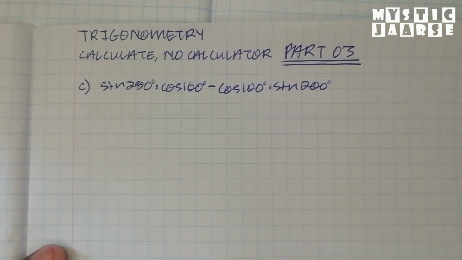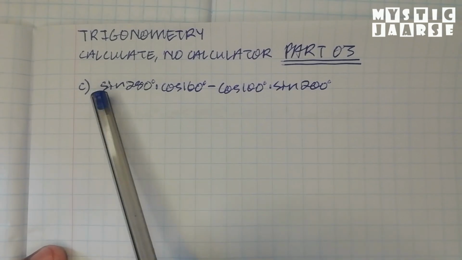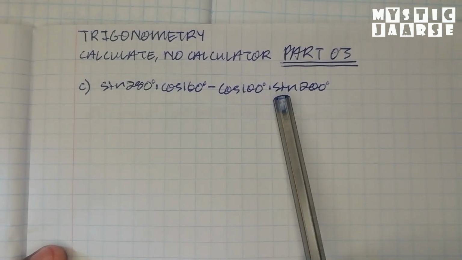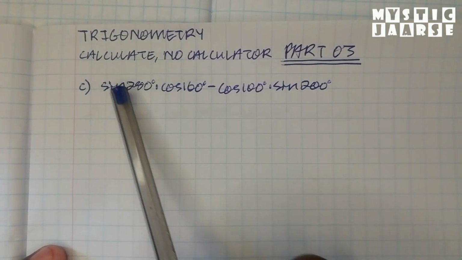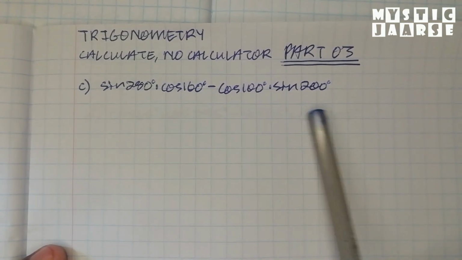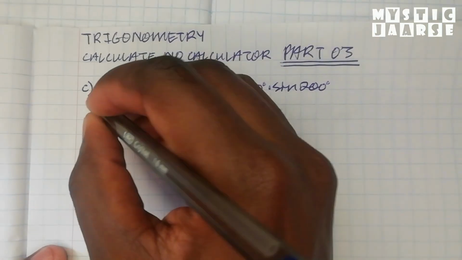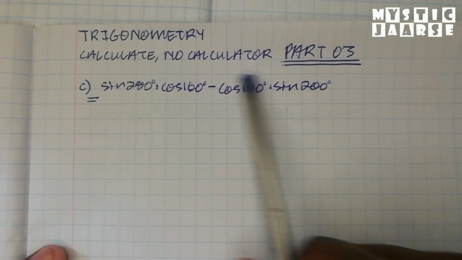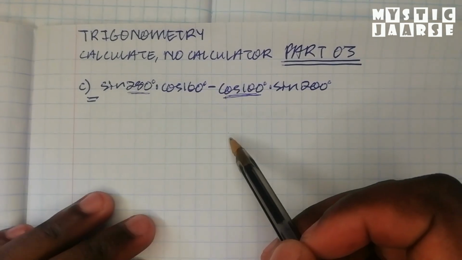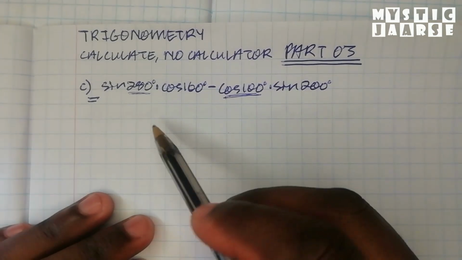What about the pattern that the trig ratios form? We have sine, cos, cos, sine. So that's our cue. We need to follow the pattern. This pattern resembles that of the sine rule. So we're going to use the sine rule to compound this problem. This is how you need to approach these problems.